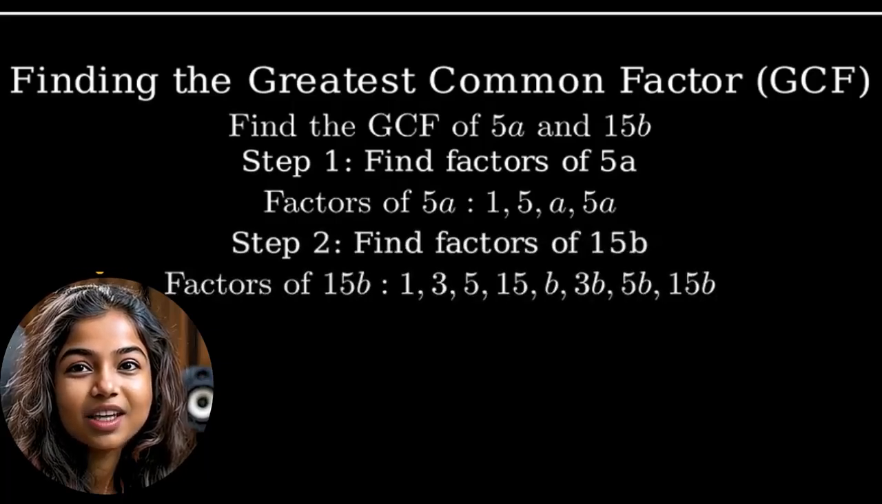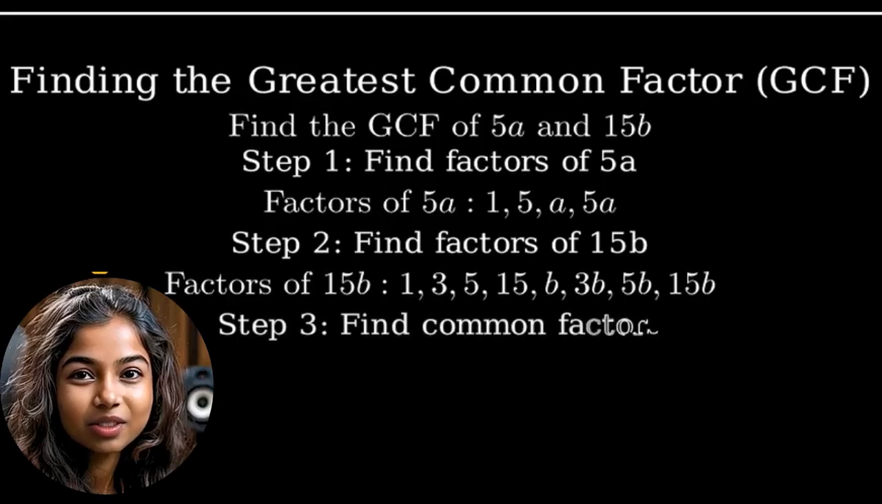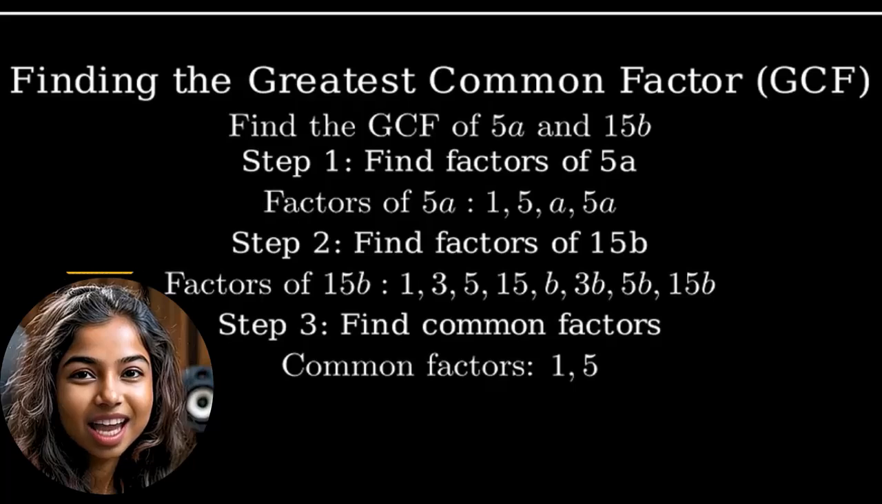Now, let's identify the common factors between these two expressions. Looking at our lists, we can see that 1 and 5 are the only common factors. The greatest common factor is the largest number among these common factors. Therefore, 5 is the greatest common factor of 5a and 15b.